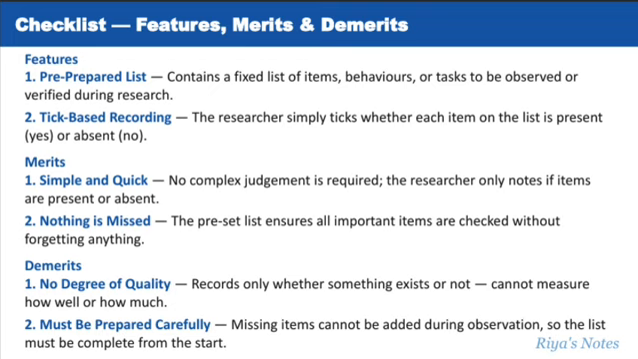Demerits. 1. No degree of quality. Records only whether something exists or not, cannot measure how well or how much. 2. Must be prepared carefully. Missing items cannot be added during observation, so the list must be complete from the start.